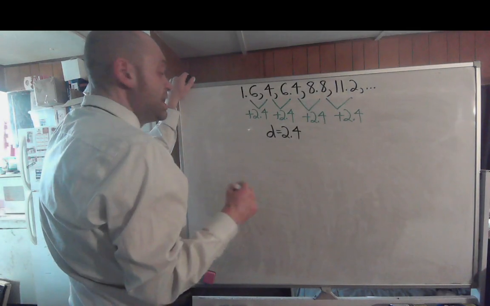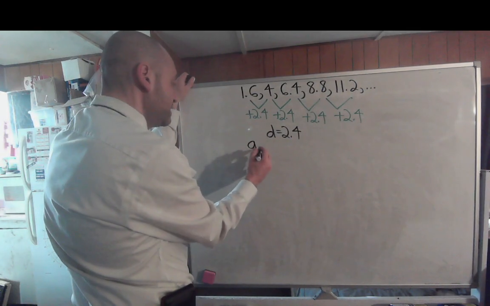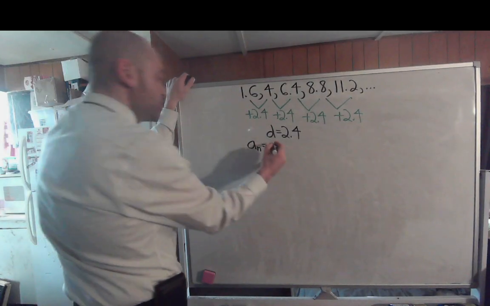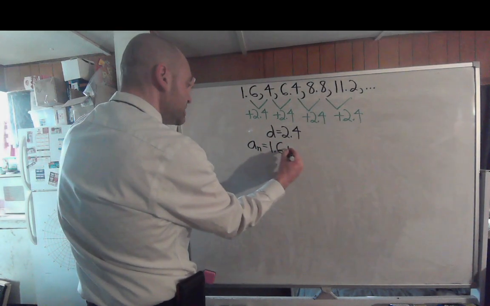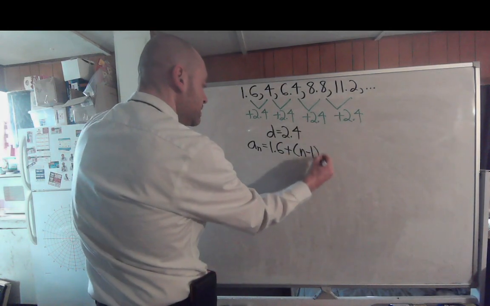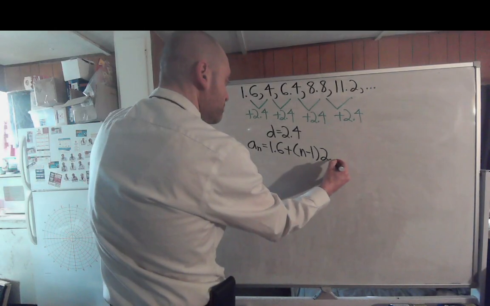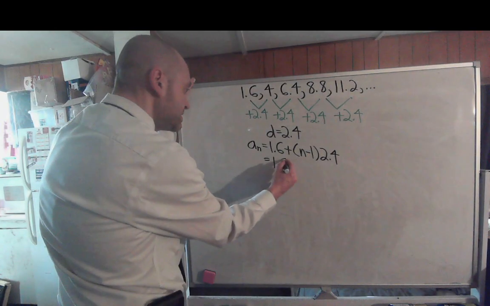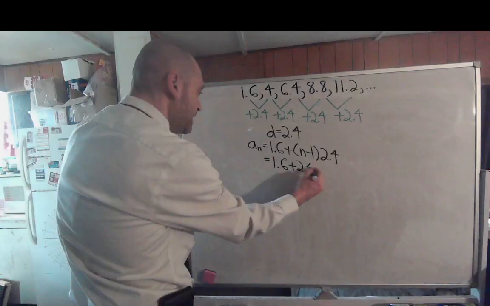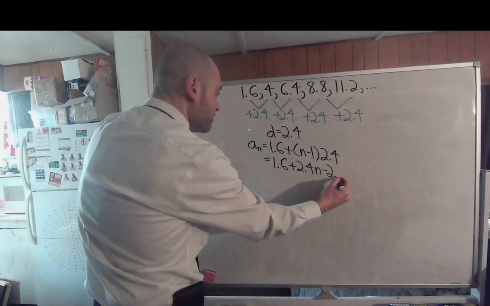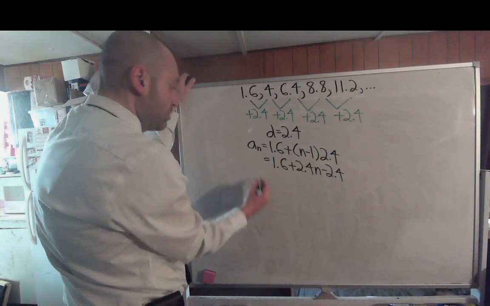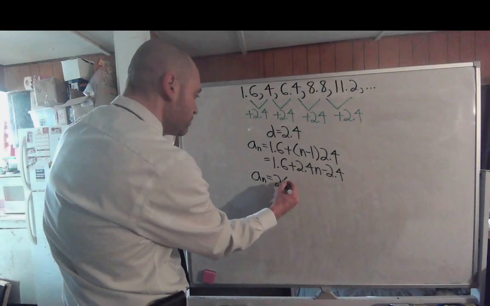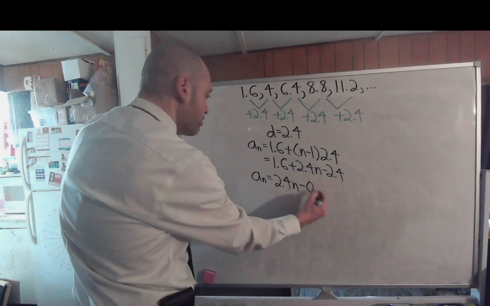Alright, now let's find a formula for the nth term of the sequence. So a sub n would equal your a sub 1, which is 1.6, plus the quantity of n minus 1, times your common difference of 2.4. So we can simplify this. You'll get 1.6 plus 2.4n minus 2.4, which means the formula simplifies into a sub n equals 2.4n minus 0.8.